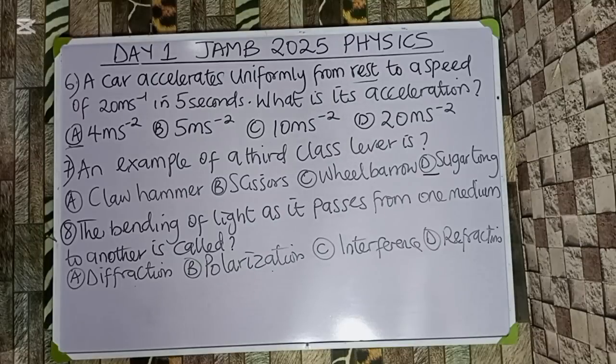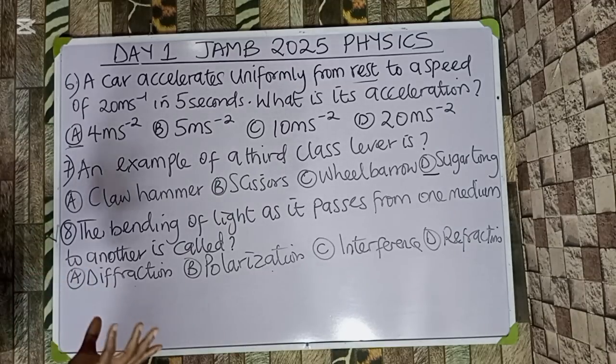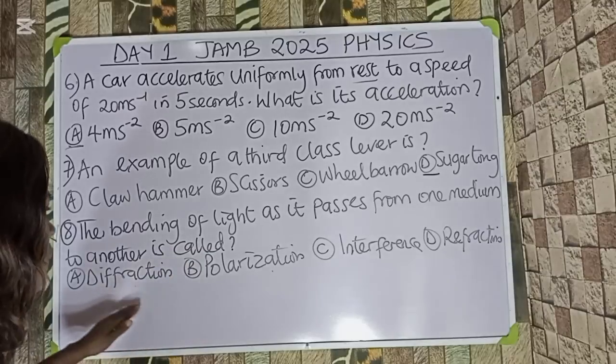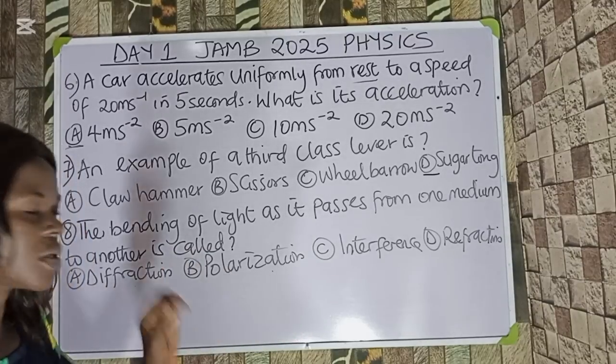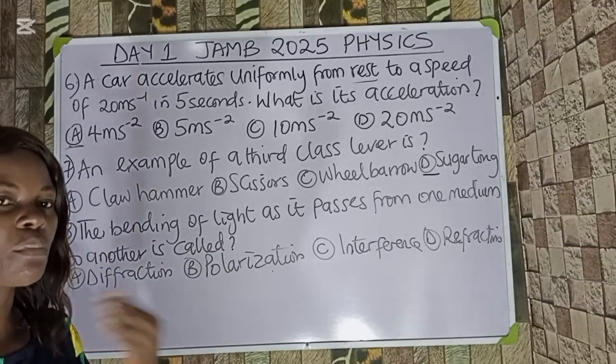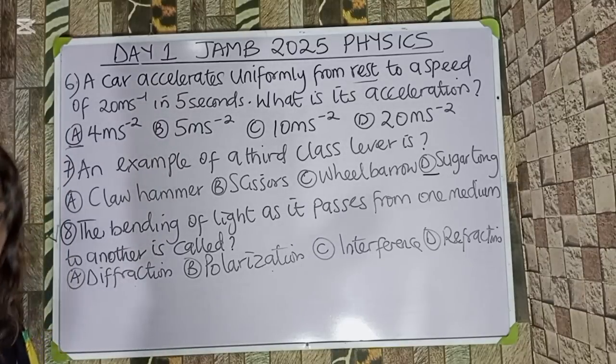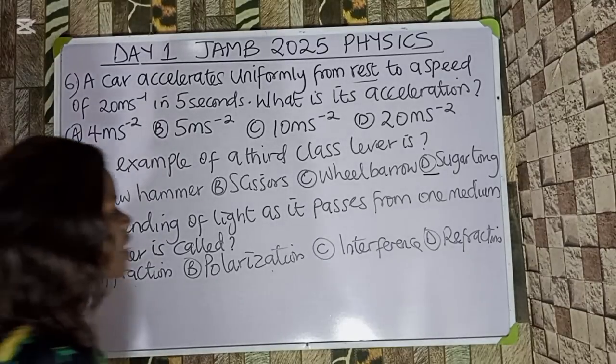Question 8. The bending of light as it passes from one medium to another is called A, diffraction, B, polarization, C, interference, D, refraction. Now look at it. They say the bending of a light ray as it's passing from one medium to another. These are the properties of waves. And the particular one that involves light traveling from one medium to another is said to be refraction. Okay? So the correct answer is D.